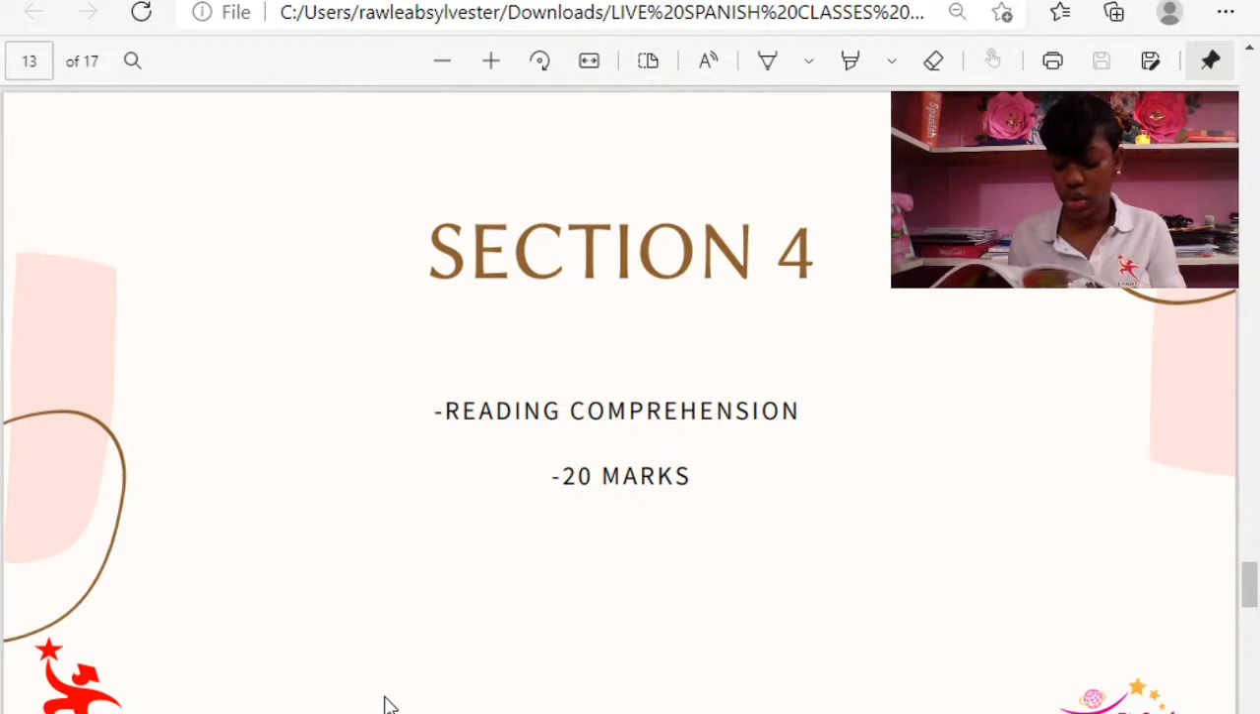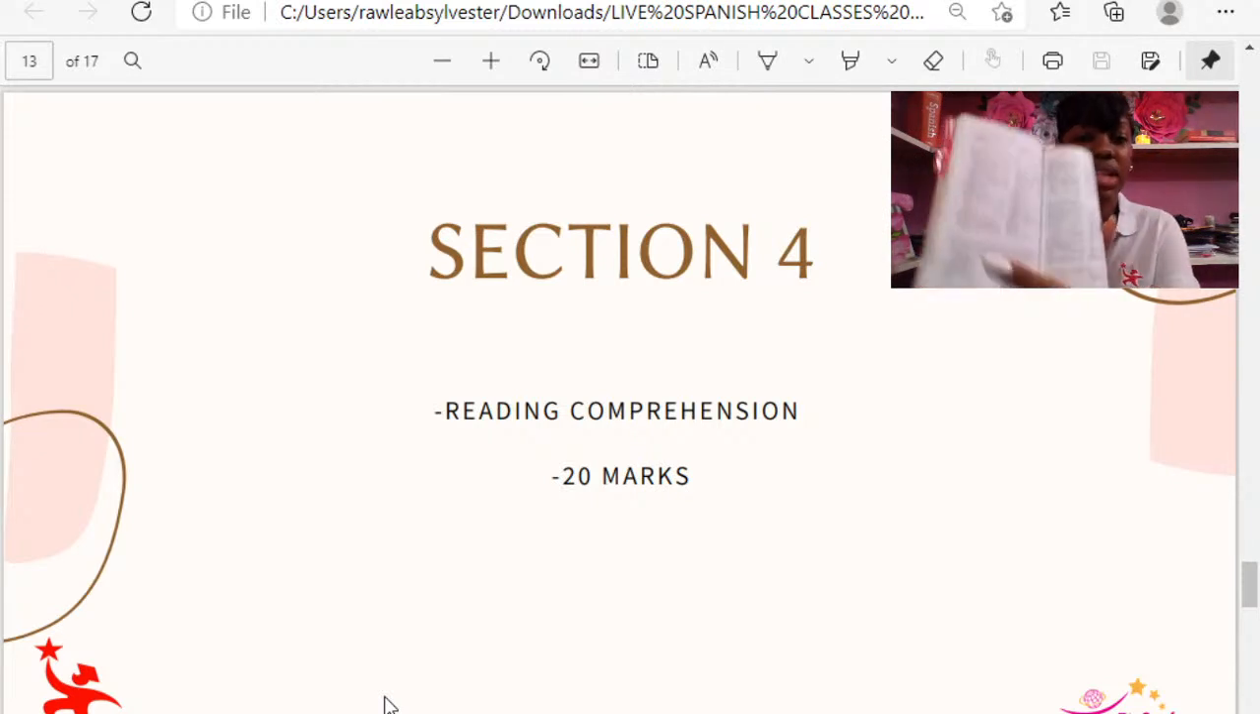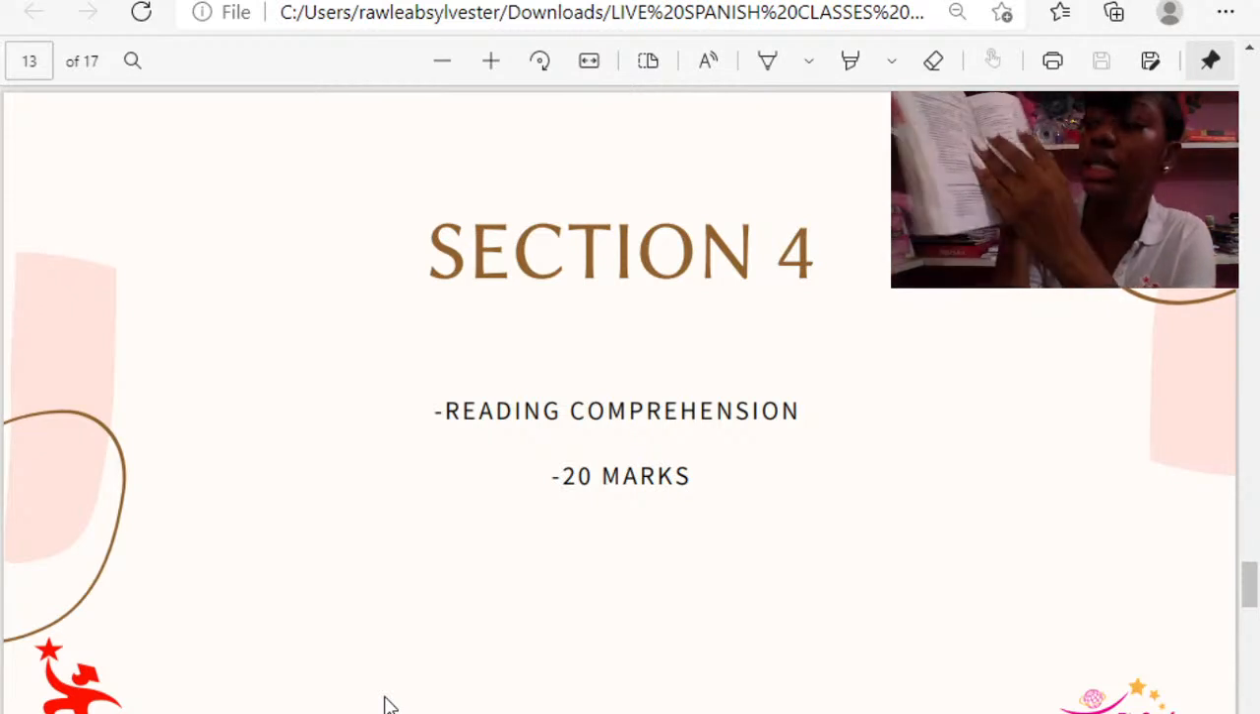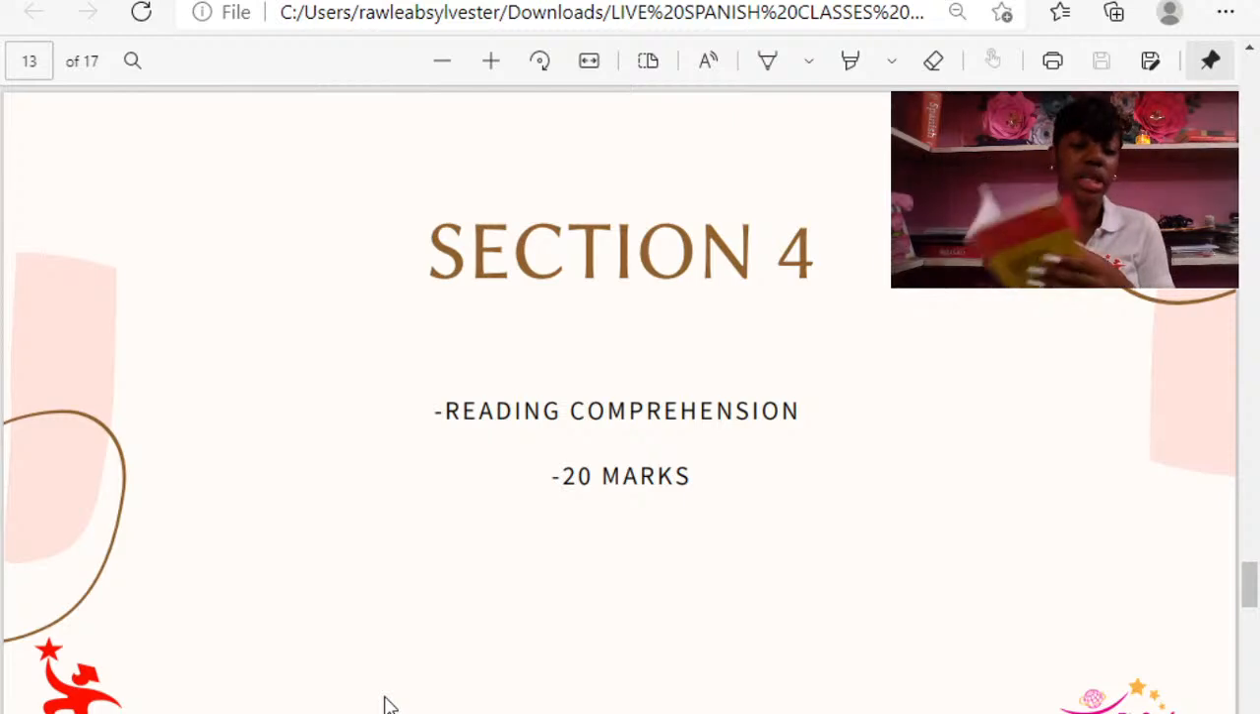So for example, I'm looking at this page here. We have El Comercio, business. So it has vocabulary related to the heading. You would see the heading is business, and it has vocabulary related to business. Excellent resource. If you are in Form 4, again, you should get this.